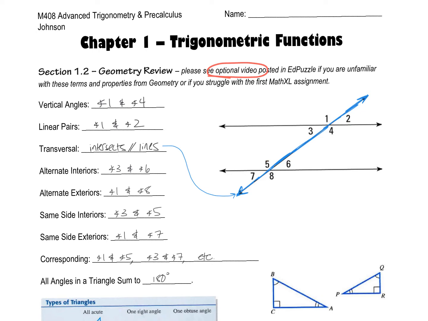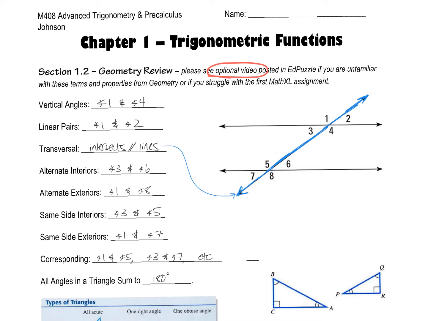Think about the V's. Linear pairs, pretty self-explanatory there. They're two angles that come together to form a line. So angle 1 and angle 2 are forming a straight line when you smush them together. Angle 1 and angle 3 are forming a straight line when you smush them together. Angle 3 and 4, angle 2 and 4. We also have 4 more down here. We have 5 and 6, we have 6 and 8, we have 7 and 8, we have 5 and 7.